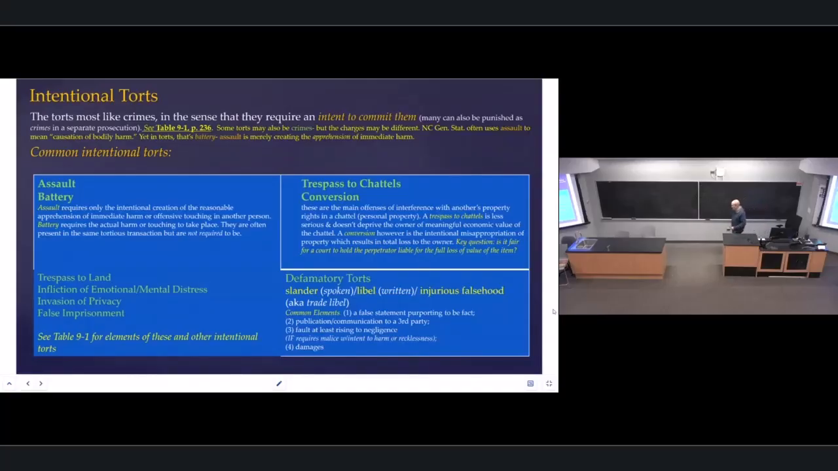Last but not least at the bottom, most people have come across these terms, slander and libel. These fall into a category of torts we refer to as defamatory torts. And if you look at the elements of them, you'll see that they both involve the intentional making of false statements purporting to be fact about someone else. And by someone else, I also mean it could be a business.